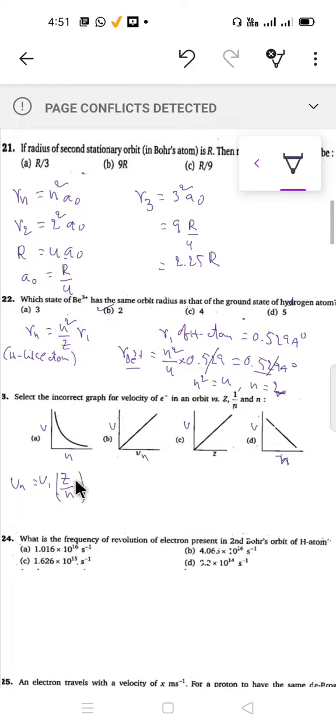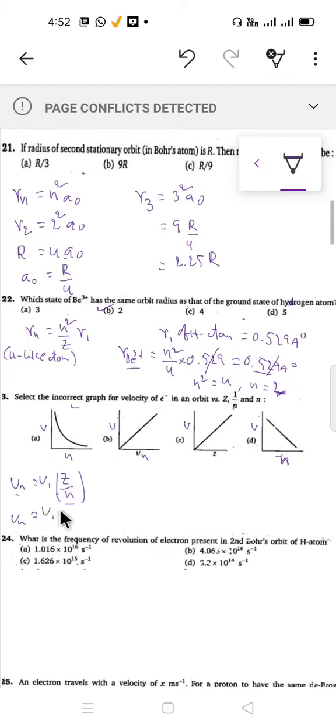Now the relationship between V and n: Vn and n have an inverse relationship. So it will be the correct one. Next, the graph of V versus 1 by n, where V is Vn.